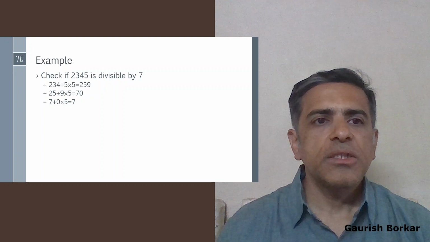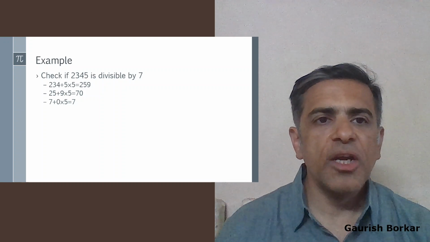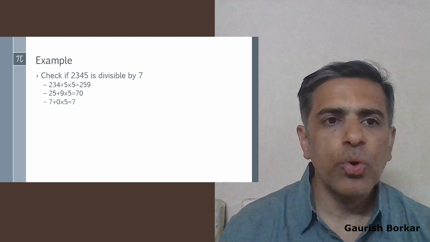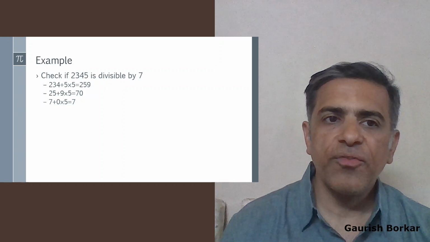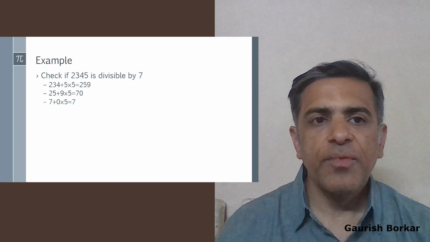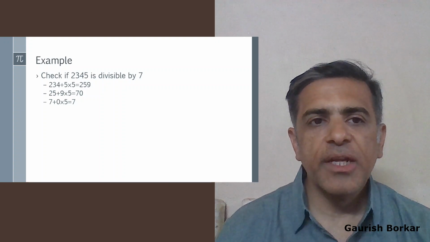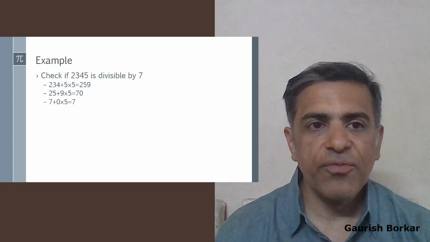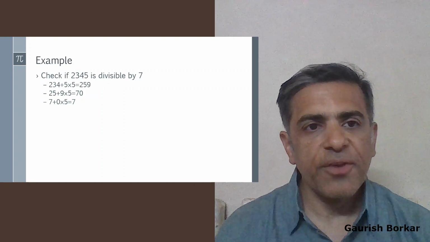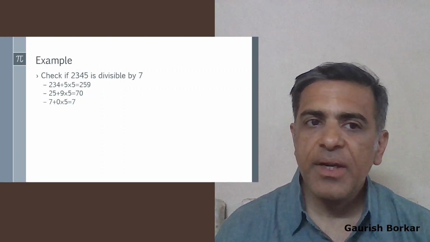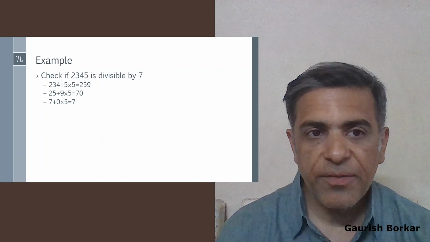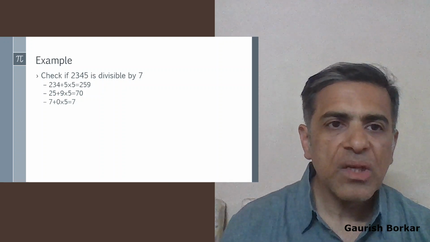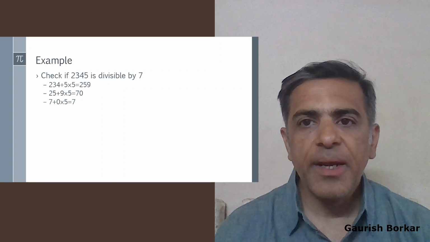It's very simple. Suppose we want to check if 2345 is divisible by 7. We separate 5 and 234. Multiply 5 by 5, which is 25, and add it to 234. We get 259. In 259, again we separate 9 from 25. 9 is multiplied by 5. We get 45 plus 25, which is 70. In 70, 0 is separated from 7. 0 into 5 plus 7 is 7. So 2345 is divisible by 7.